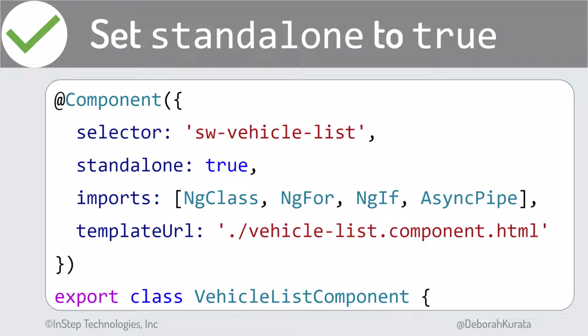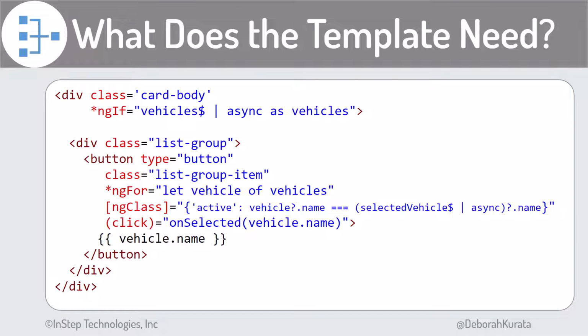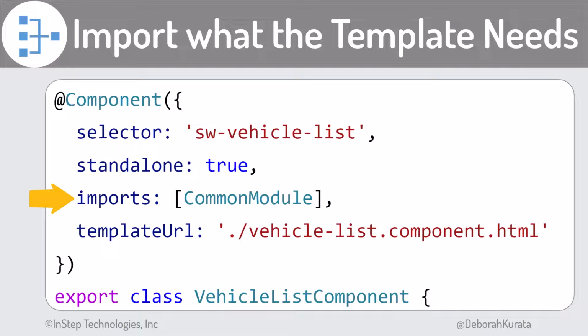As an example, here is the vehicle list component. We add the standalone property to the component decorator and set its value to true. Then we import what the template needs. Recall that the vehicle list template used ngClass, ngFor, ngIf, and the async pipe. We declare each of these in the imports array. Instead of declaring each of these features separately, we could import the common module here.